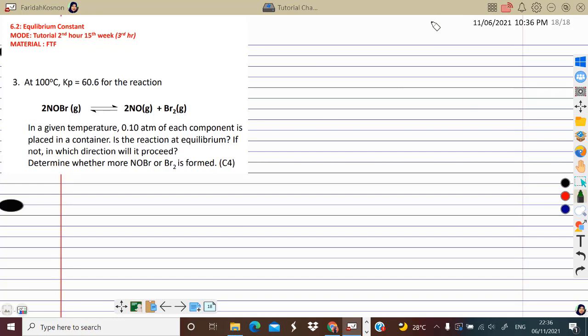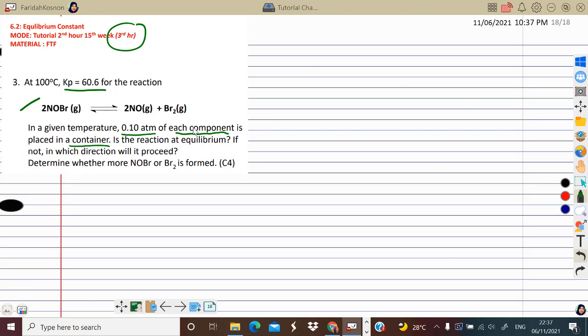Okay, so this question, alright, the last question untuk minggu 15 ni. Okay, sebab ni yang third hour dah, lepas ni kita akan sambung dengan soalan iaitu Le Chatelier's principle. Tapi saya tekan yang ni dulu. Okay, at 100 degrees Celsius, Kp is 60.6 for the reaction given. Okay. In a given temperature, dia tak bagi tahu suhu berapa, katakanlah satu suhu. Okay. 0.10 atm of each component is placed in a container. Okay. Is the reaction at equilibrium?